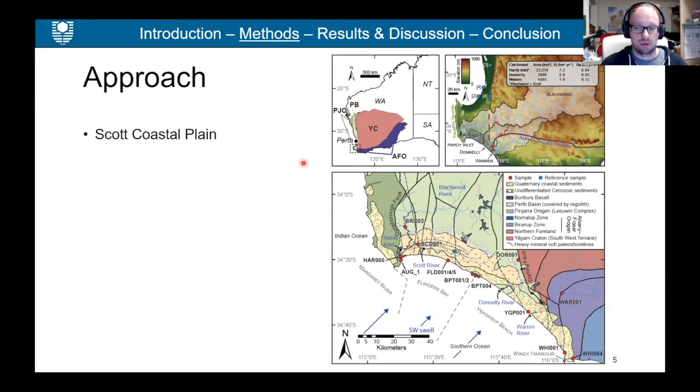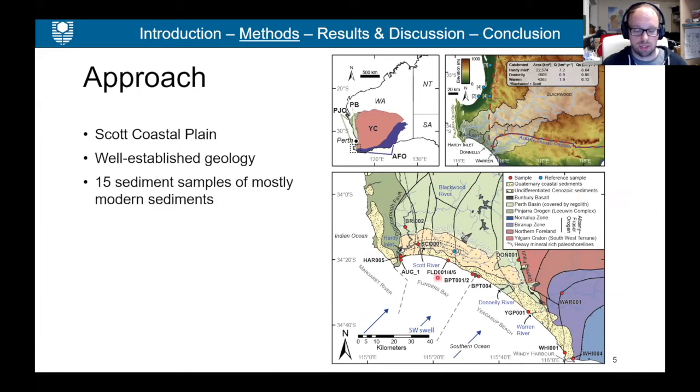So we went to Southwest Australia, the Scott Coastal Plain. We've chosen this site because it has a well-established geology. We have in dark green the Pinjarra orogen, in red the Yilgarn Craton, and in blue the Albany-Fraser orogen. We took several samples of modern sediments, so we can actually observe the relationships of these sediments. We took samples from rivers. You can see up right here the catchments. The Blackwood and Scott are the largest, whereas the Nelly and Rollner are smaller rivers of that area. And we also took a transect along the coast to see variations along the coast.